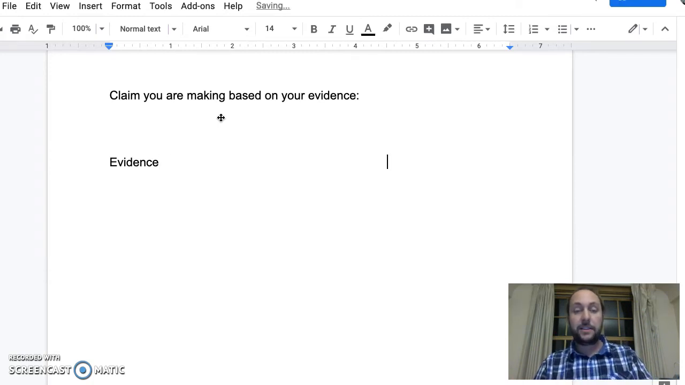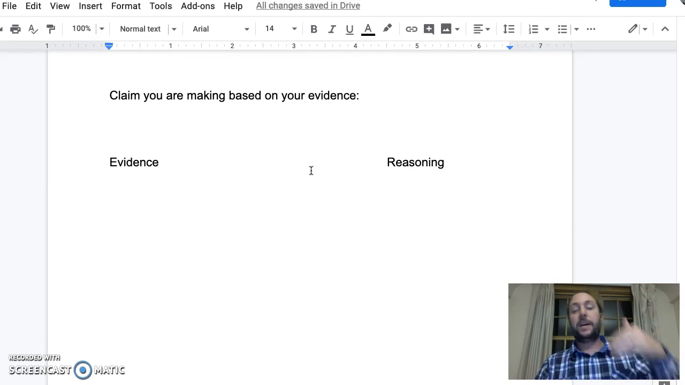And then next to the evidence, kind of in a separate column, I want your reasoning. And that's a statement explaining why the evidence you gave actually supports the claim that you make. So you're explaining the connection between the two. This is the part that people struggle with the most. It's really sort of justifying your argument.